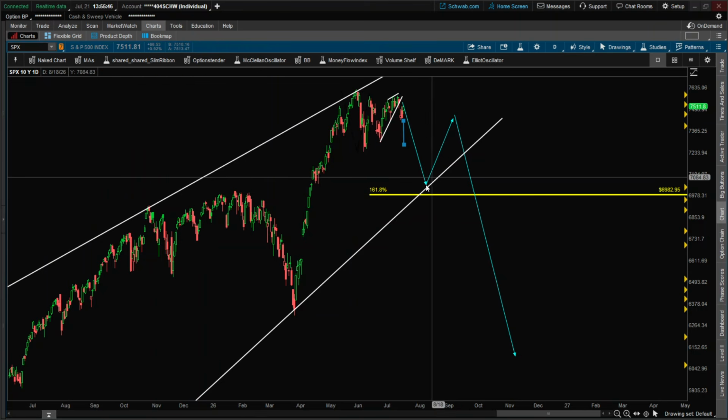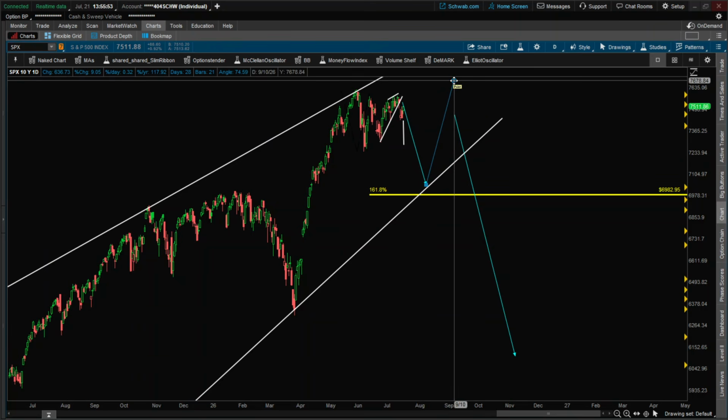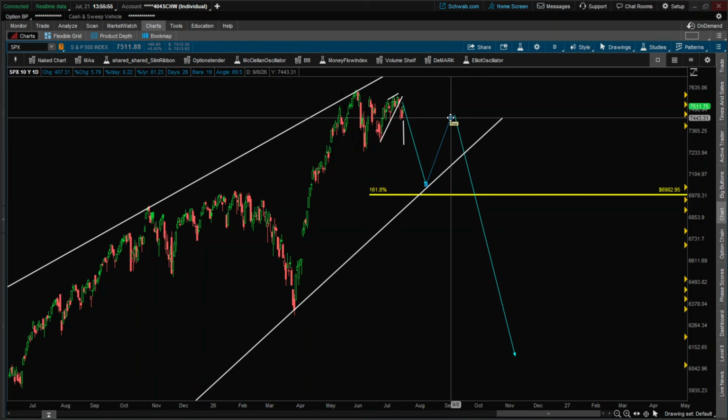Here's former highs, by the way. We could test those highs, getting a bounce and then failing, or actually starting to fill out this wedge some more. But I think this is the primary scenario.